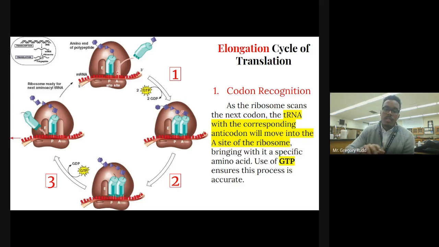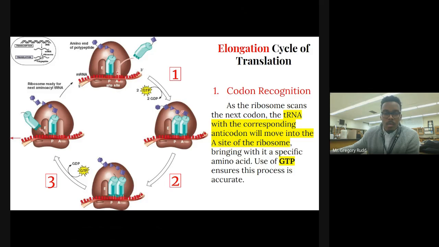So the ribosome is going to just keep scanning for the next codon. And whatever message that codon is carrying, whether it be AUG or AUC or CCG, whatever the codon is, there's going to be a tRNA with the corresponding anticodon that's going to move into what's called the A site of the ribosome. So if we look at this image, we can see there's an E site, there is a P site, and then there's an A site.